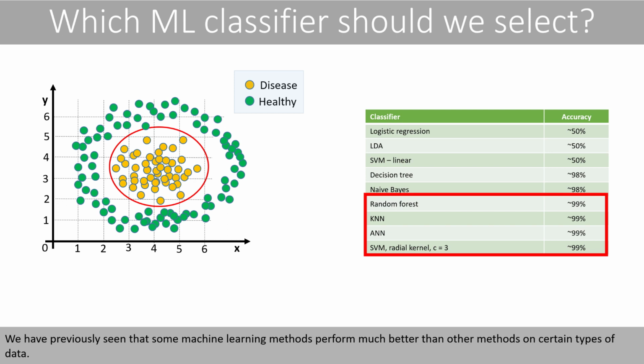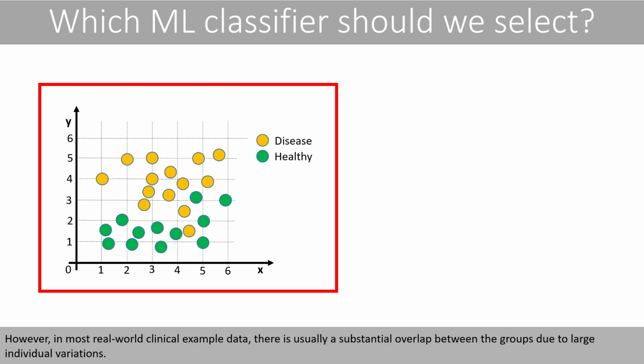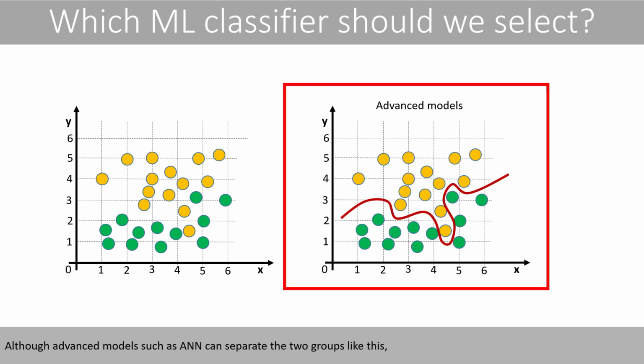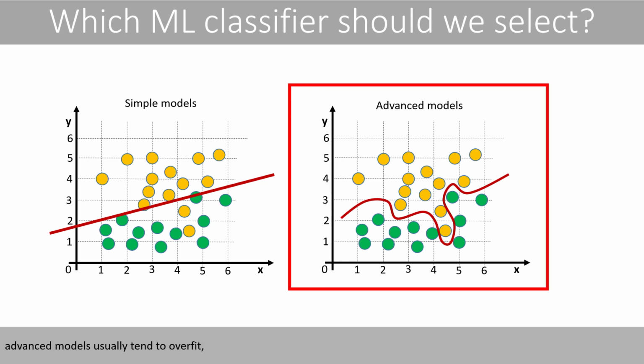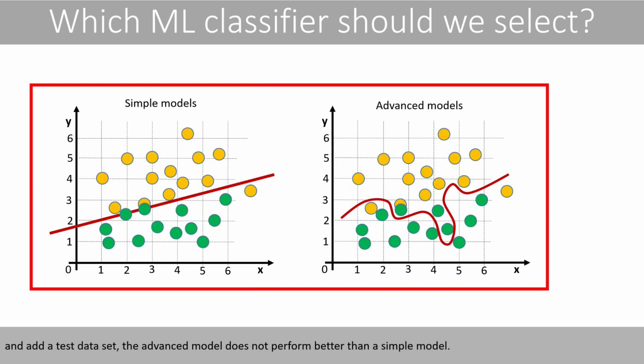We have previously seen that some machine learning methods perform much better than other methods on certain types of data. However, in most real-world clinical example data, there is usually a substantial overlap within the groups due to large individual variations. Although advanced methods, such as artificial neural networks, can separate the two groups like this, in comparison to simpler methods such as logistic regression and LDA, advanced models usually tend to overfit, which means that if we remove the training data and add a test dataset, the advanced model does not perform better than a simple model.